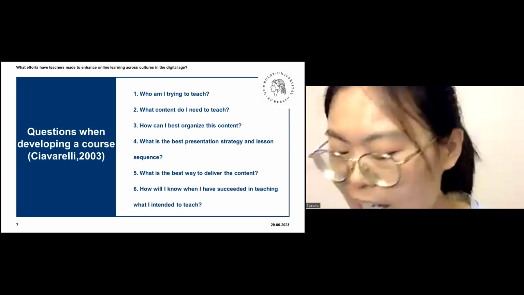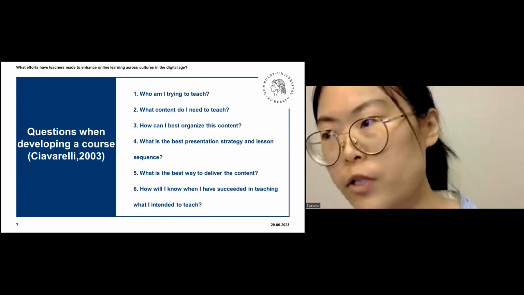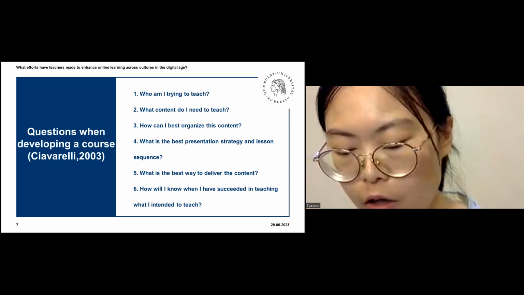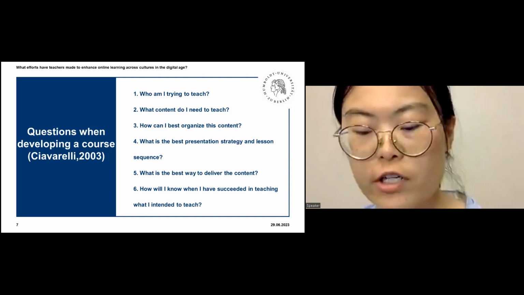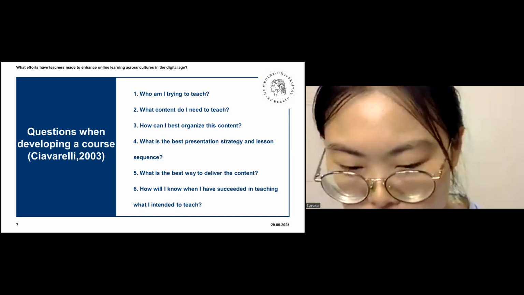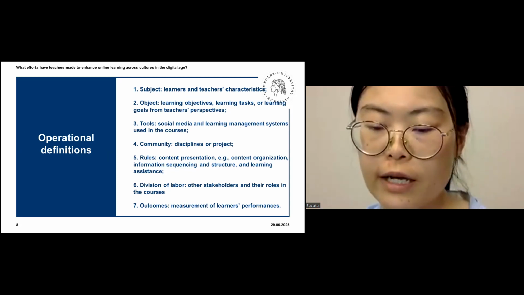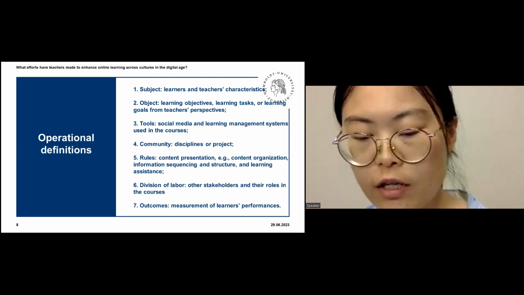The fifth is about what's the best way to deliver the content: online, hybrid, or face-to-face. The sixth is about how I will know when I have succeeded in teaching what I intended to teach. It's about the merits. So we combine those pedagogical questions and the framework of activity theory.